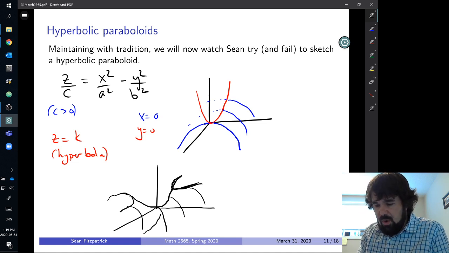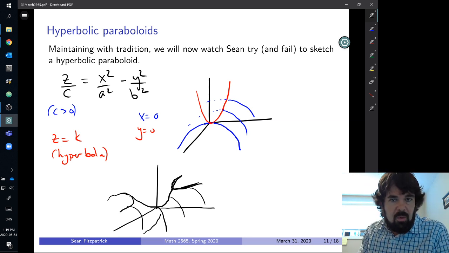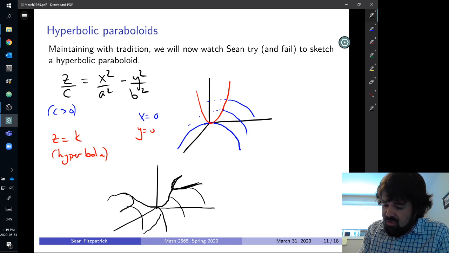Ask the computer to draw a few hyperbolic paraboloids for you. It's going to be better than my manual sketch. Don't worry, there's not going to be an exam question where I ask you to draw a hyperbolic paraboloid and grade you on the quality of your sketch.